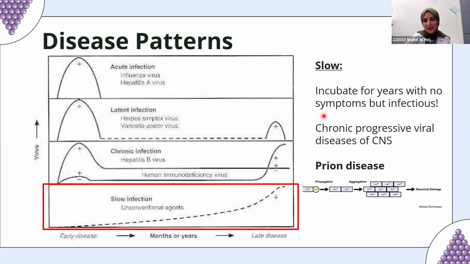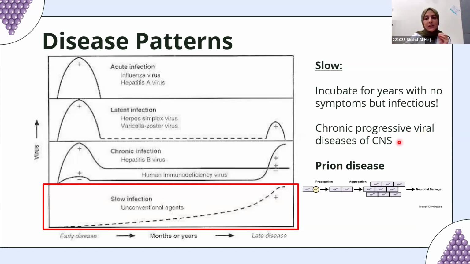Okay, the final disease pattern is a slow infection. So this slow infection, as you can see, is a dotted line. It will incubate for very long years with no symptoms, but it's still infectious. You're still passing the prions. In this case, it's a prion disease, which is basically a weird protein. So this protein will keep incubating for years. You won't have any symptoms, but you're still infectious. You can still pass the infection to other people around you.